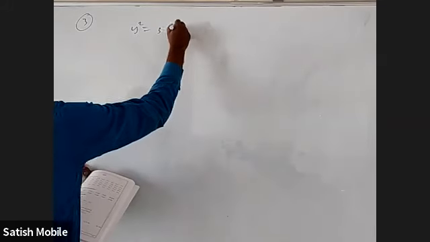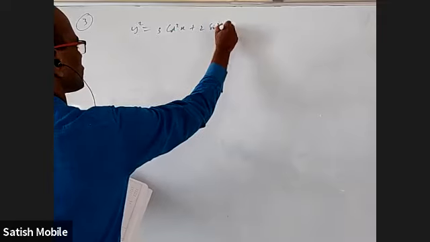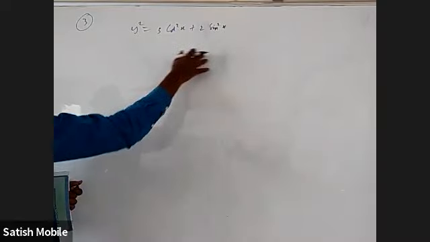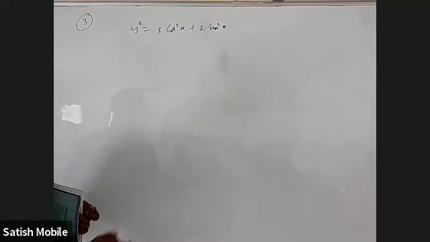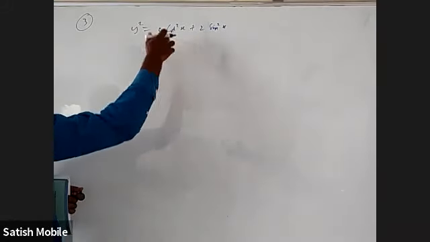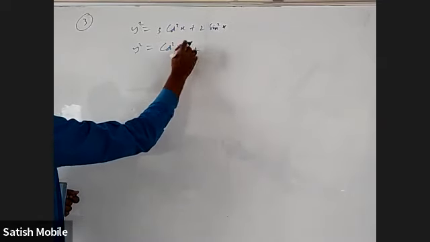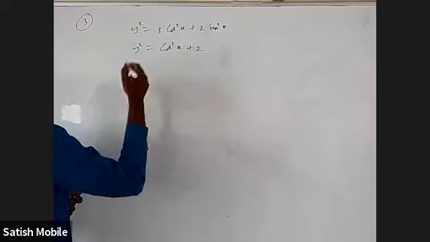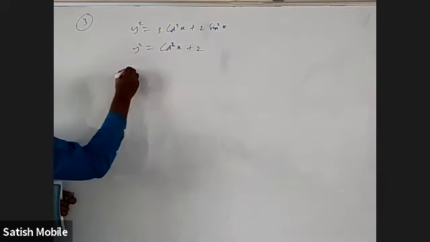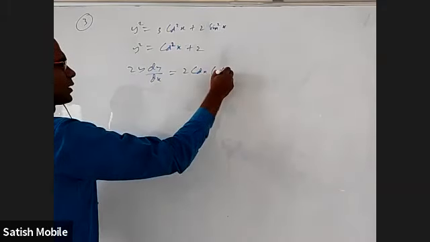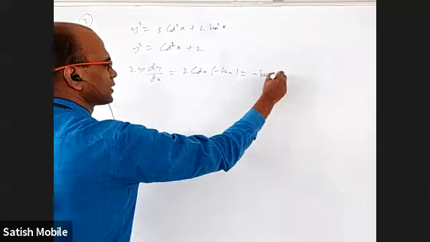Y square is equal to 3 cos square x plus 2 sin square x. If required, I could write this only in terms of cos 2x. First of all, 2 sin square x plus 2 cos square x will become 2, so I can write y square equal to cos square x plus 2, or write in terms of cos 2x if required. When you differentiate directly, 2y dy by dx is equal to 2 cos x times minus sin x, which is minus sin 2x.